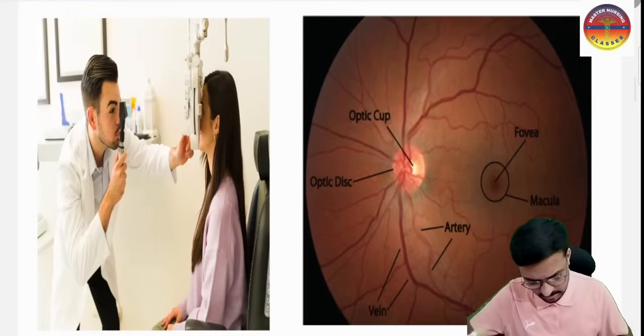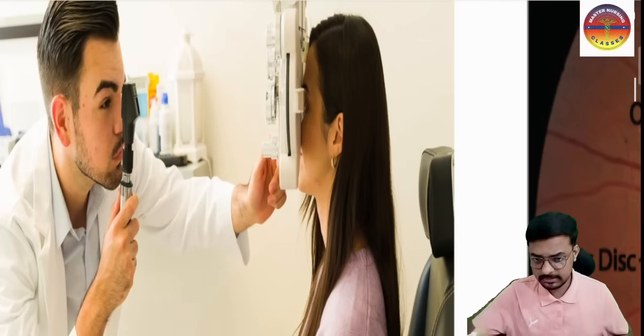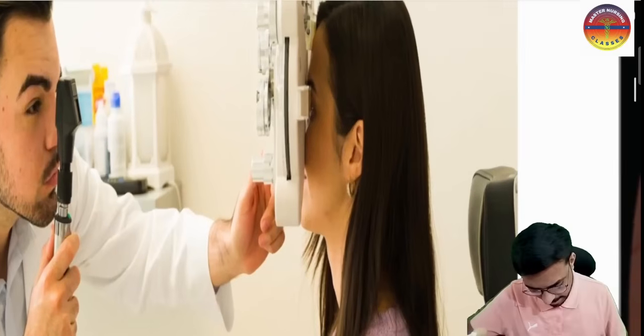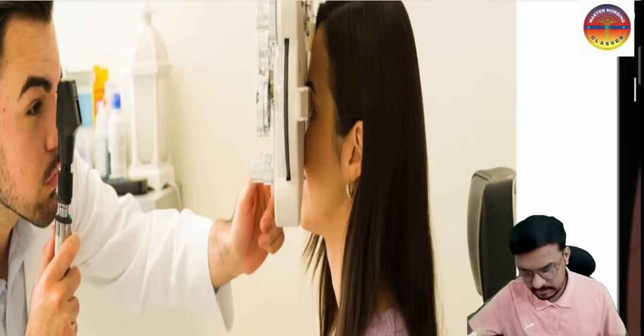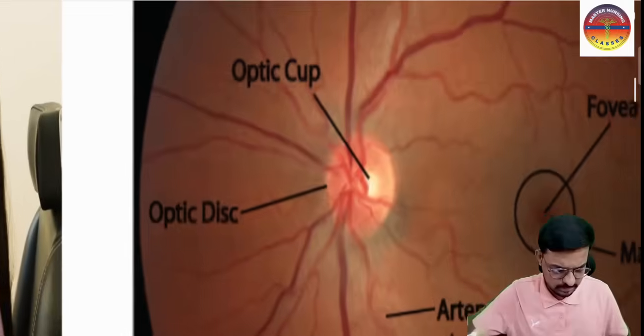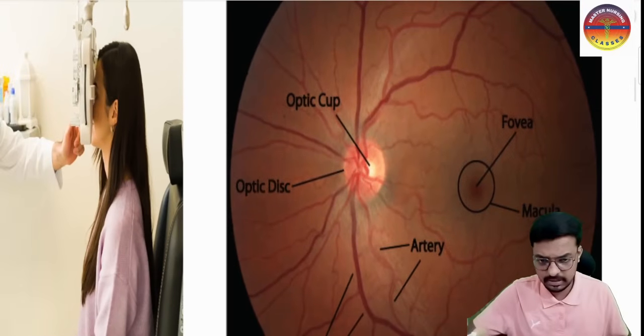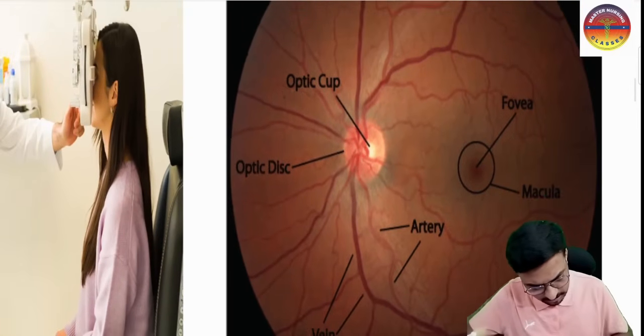You can see here the ophthalmologist looking at the eyes. He is not looking at the cornea, the lens, the eyelashes, eyebrows, conjunctiva or the sclera. He is looking at the innermost portion of our eye, which is what you call the fundus. Here we have the retina.